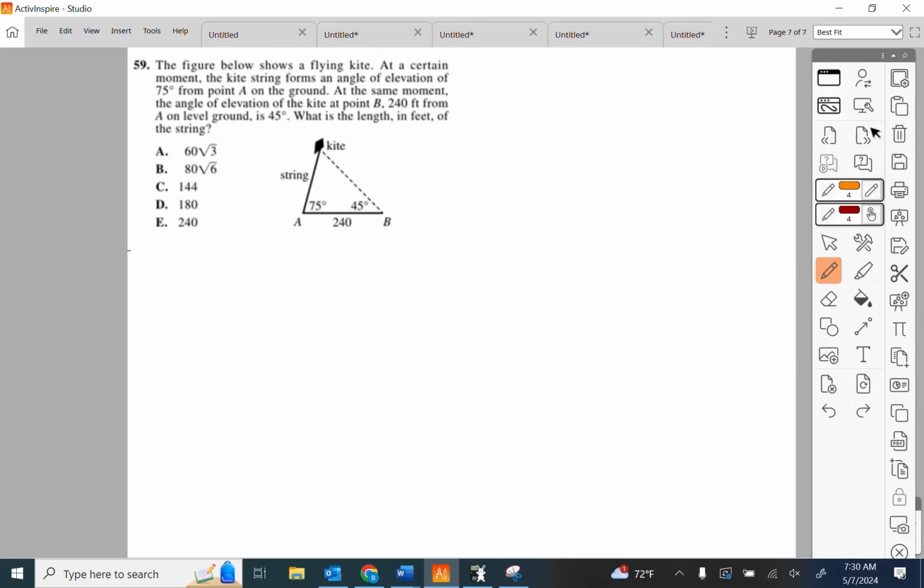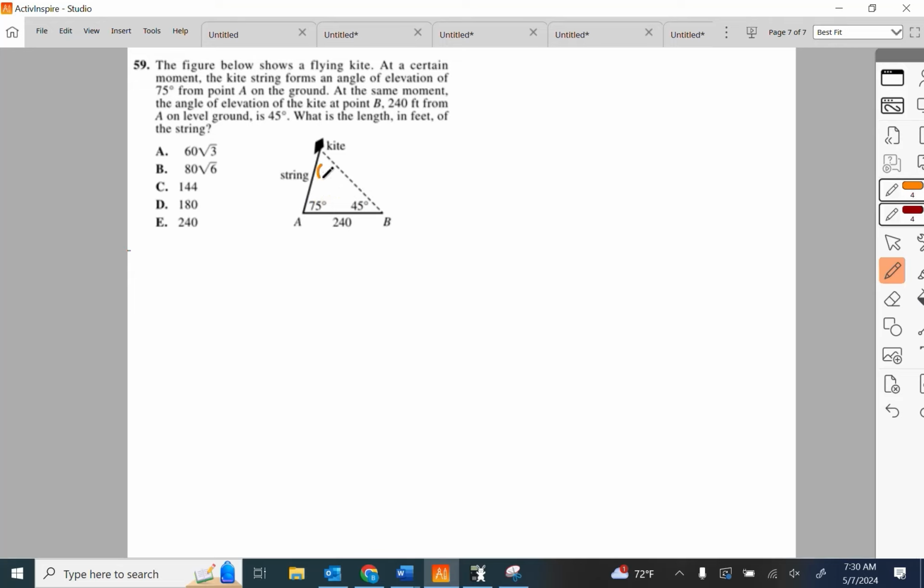59. If the figure below shows a flying kite, at a certain moment, the kite string forms an angle of elevation of 75 degrees from point A on the ground. At the same moment, the angle of elevation of the kite at point B, 240 feet from A on level ground, is 45 degrees. What is the length in feet of the string? So the first thing that jumps into my mind is adding these two angles together. And that's going to be 120, and 180 minus 120 is 60.